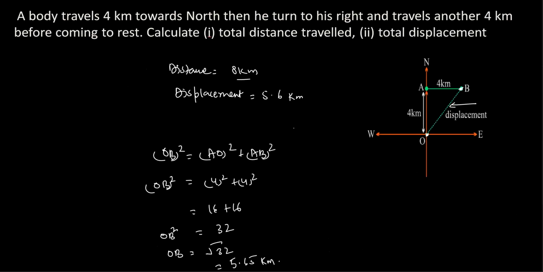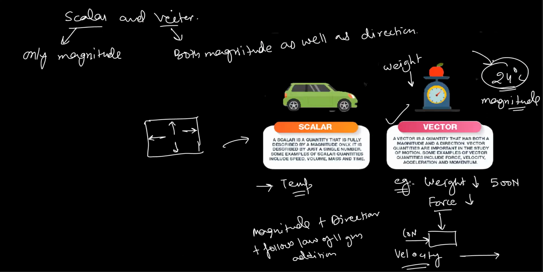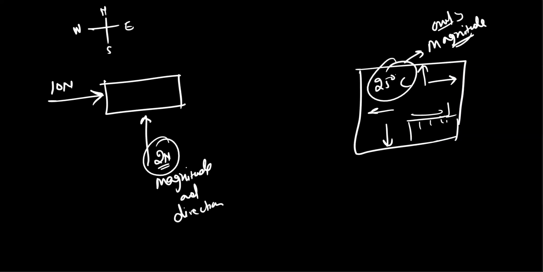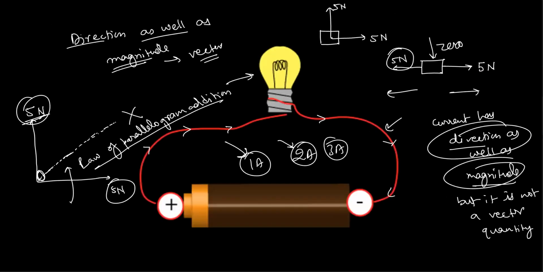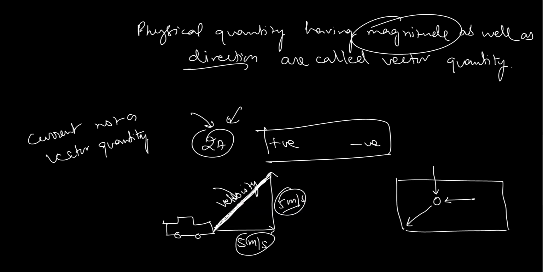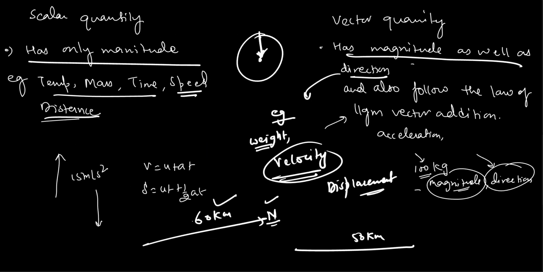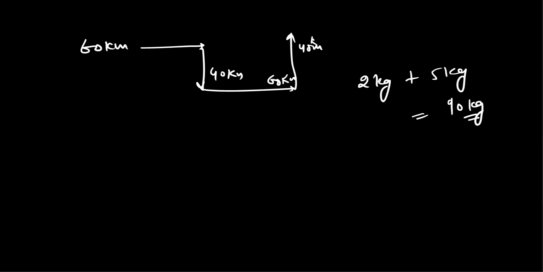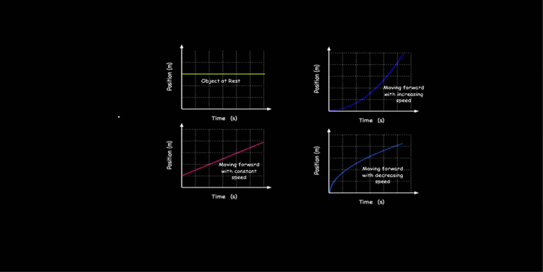Now let us start studying the graph. I have taught you the uniform and non-uniform motion. Now the graph of uniform and non-uniform motion. Let's study the graph of uniform and non-uniform motion. So have you seen this one? This graph?